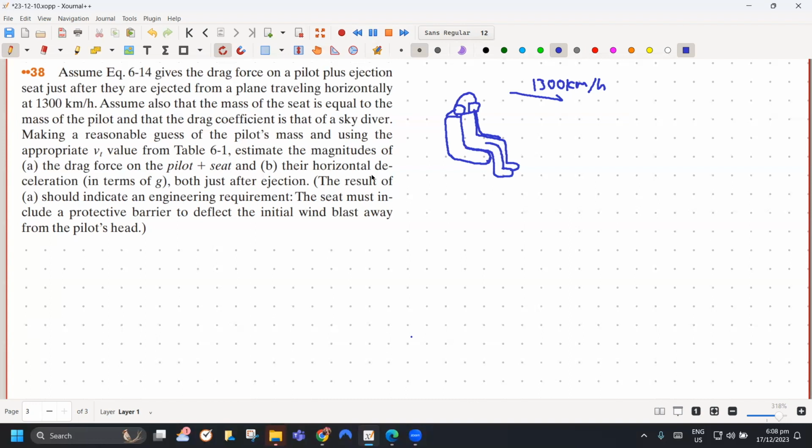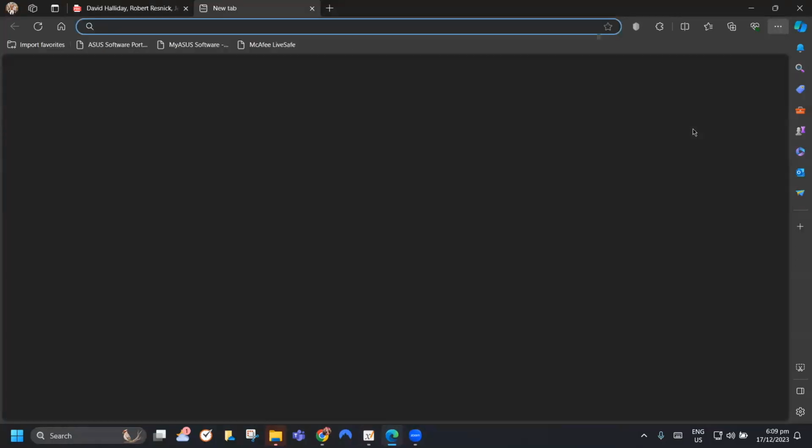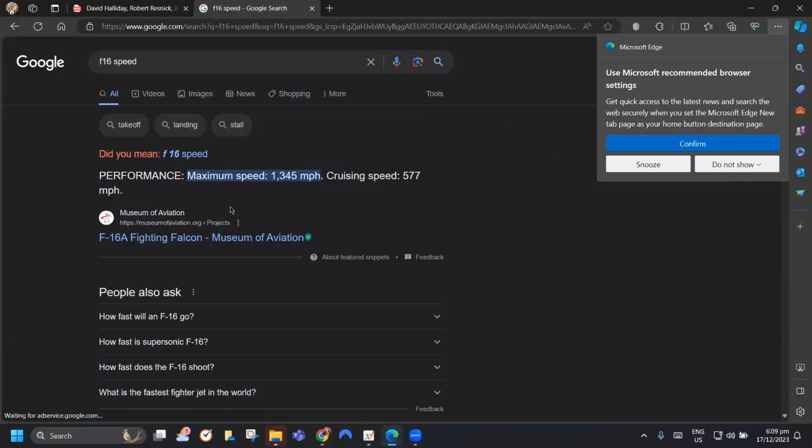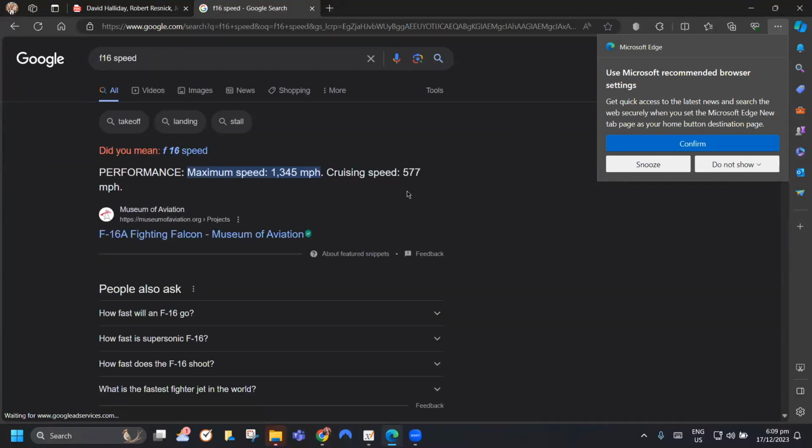Okay, so what speed is this in meters per second? 1,300 kilometers per hour times 1,000 divided by 3,600. That's around 360 meters per second, or 361 meters per second.